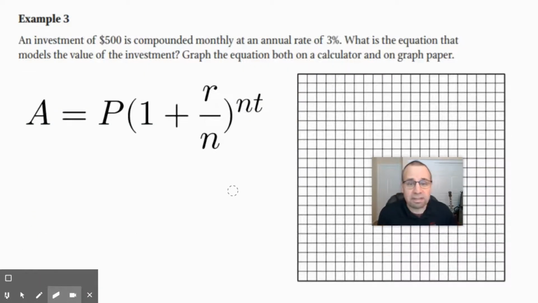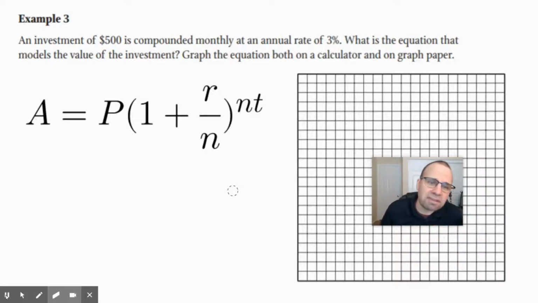And finally, the most dreaded of all of the exponential equations, it's the compounded interest problem. So let me read the problem for you. Example 3 says: an investment of $500 is compounded monthly at an annual rate of 3%. What is the equation that models the value of the investment? Graph the equation both on the calculator and on graph paper.